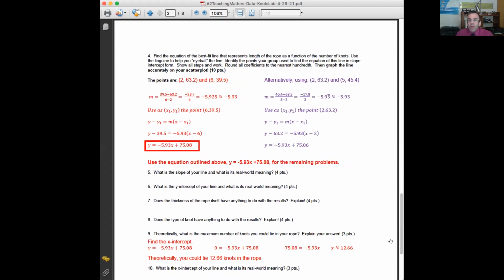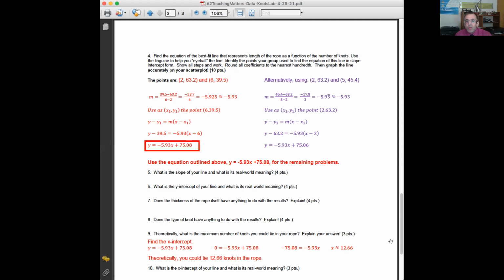So now it is time for the thought-provoking questions. Number 5, regarding the slope of the line. Students will probably say it's negative 5.93, but we have to put that in context. So in order to get students to put the slope in context, or the rate of change in context, I say to them, give me a sentence with that number in it. What does negative 5.93 mean? So what I want students to say is, for every additional knot we tie in the rope, the length of the rope decreases by 5.93 centimeters.